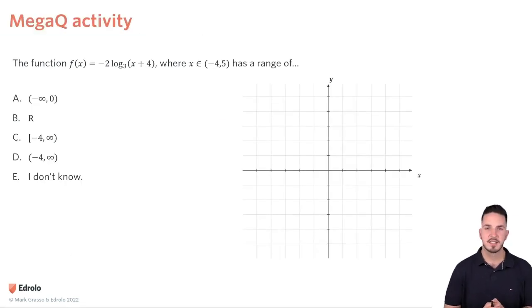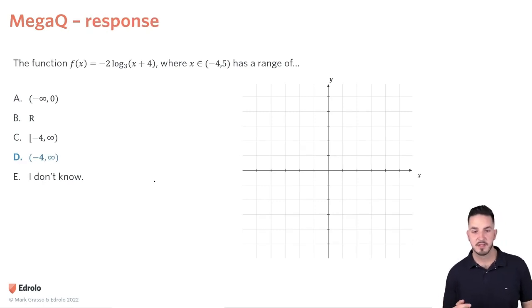Now in this mega question activity, we're going to put everything that we've learned together. The function f of x equals negative 2 log base 3 of x plus 4, where x is between negative 4 and 5, has a range of... I hope that your answer was D, negative infinity to negative 4. To answer this question, I'm going to sketch the graphs to make it easier to see what is happening, particularly because we have a domain restriction that I was talking about in earlier slides.